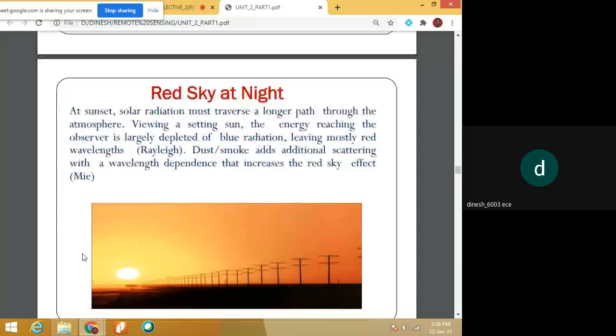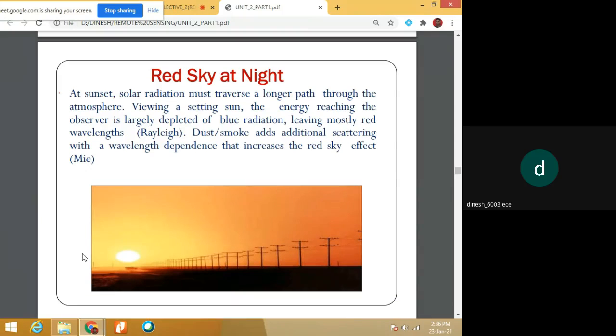During evening or morning, how it looks, we'll see. So at sunset or sunrise, solar radiation will be traveling a longer path through the atmosphere. Viewing a setting sun, the energy that reaches the observer is largely depleted of blue radiation, leaving mostly red wavelengths. So the dust, smoke, adds additional scattering with a wavelength dependence that increases the red sky effect, which we call the Mie effect, M-I-E.